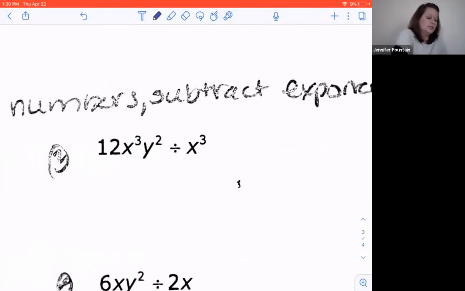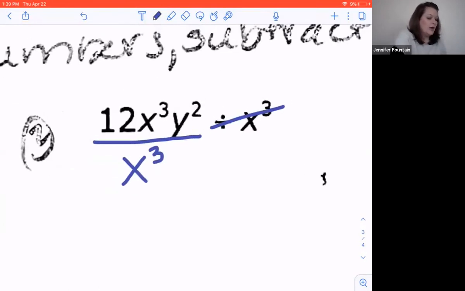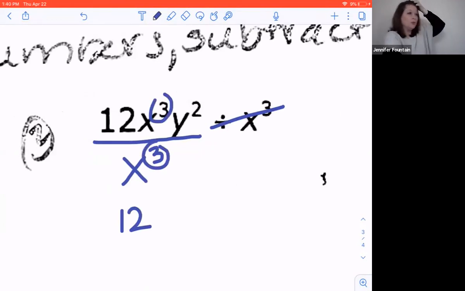Let's take a look at this next one. Again, I have 12x cubed y squared divided by x squared. So if you want to, you can make it vertical. So I'm just going to put it like this. I'm just going to move that x cubed underneath it. Now I can see there's nothing that I can divide 12 by, or if I want to think about it as 12 divided by 1, that's going to be 12. Now, x cubed divided by x cubed. 3 minus 3 is what?